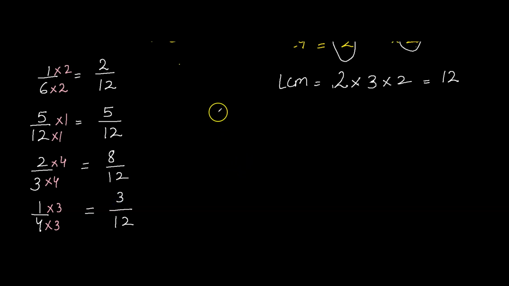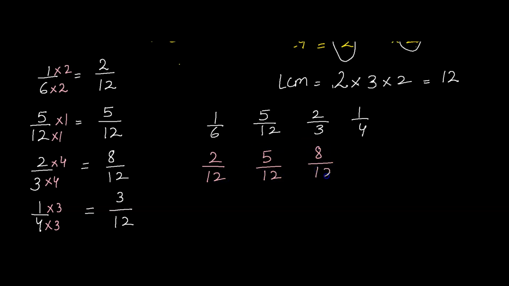Now we have the fractions 1/6, 5/12, 2/3 and 1/4, and we have converted them into fractions with the denominator 12: 1/6 as 2/12, 5/12 as 5/12, 2/3 as 8/12, and 1/4 as 3/12. Now since all the denominators are the same, we need to compare the numerators and order them.